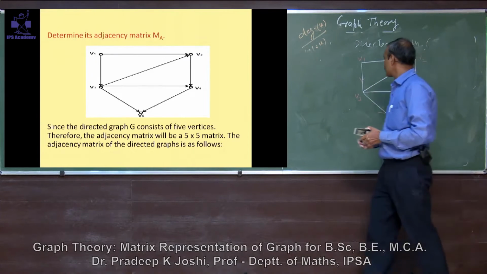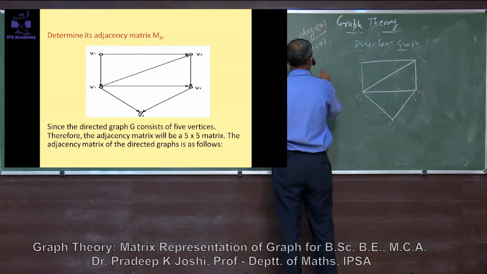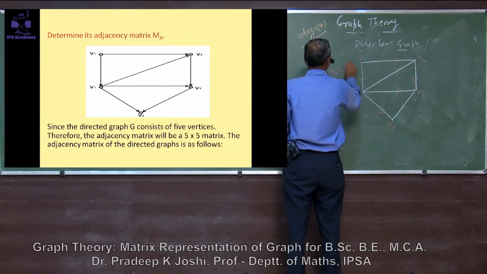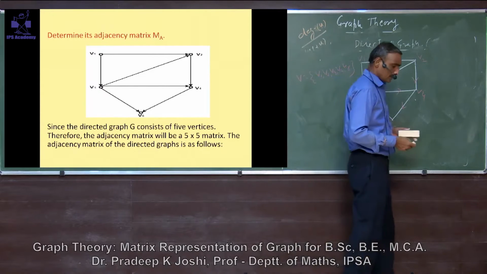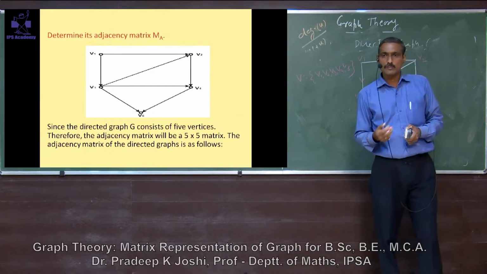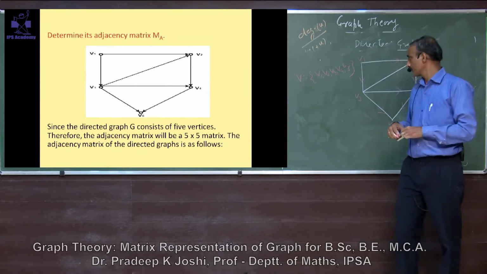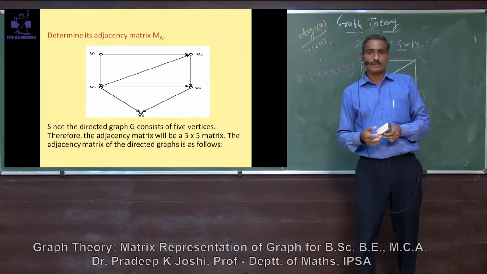Now, how many vertices are in the given graph? The vertex set is V1, V2, V3, V4, V5. There are 5 vertices, so the order of the adjacency matrix will be 5 by 5. The adjacency matrix will be a 5 by 5 matrix.